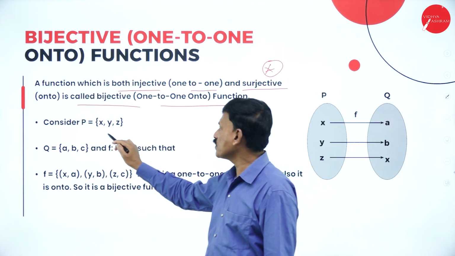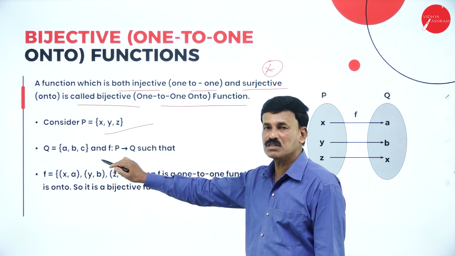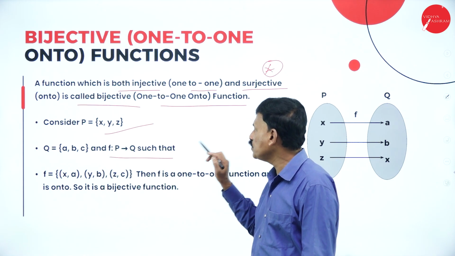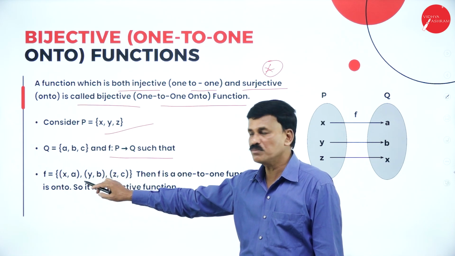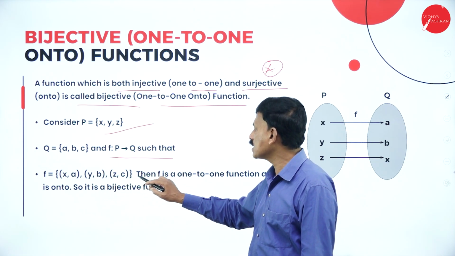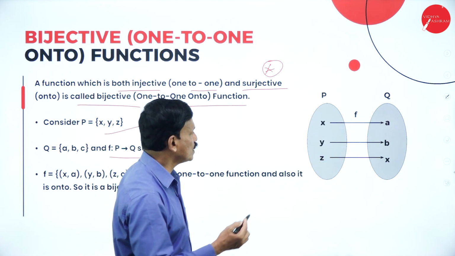Now, let us consider, for example, P is equal to x, y, z, and another set Q is equal to a, b, c, then f from P to Q such that the function f is defined by (x, a), (y, b), (z, c). Now, let us write down here: P contains x, y, z, and Q contains a, b, c.